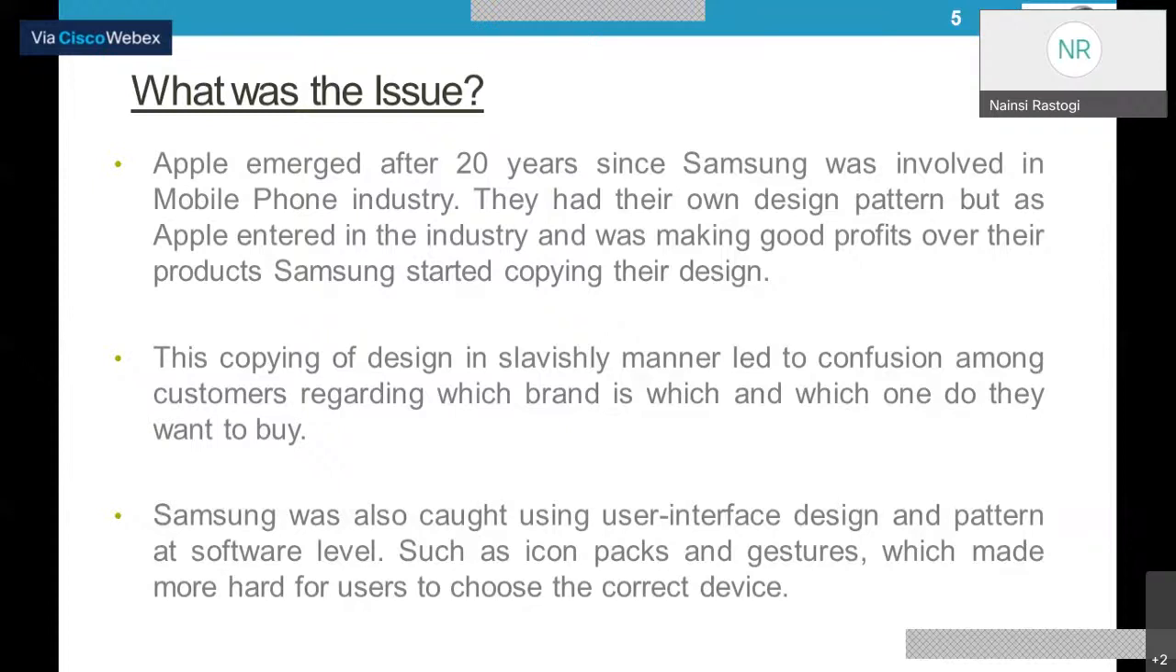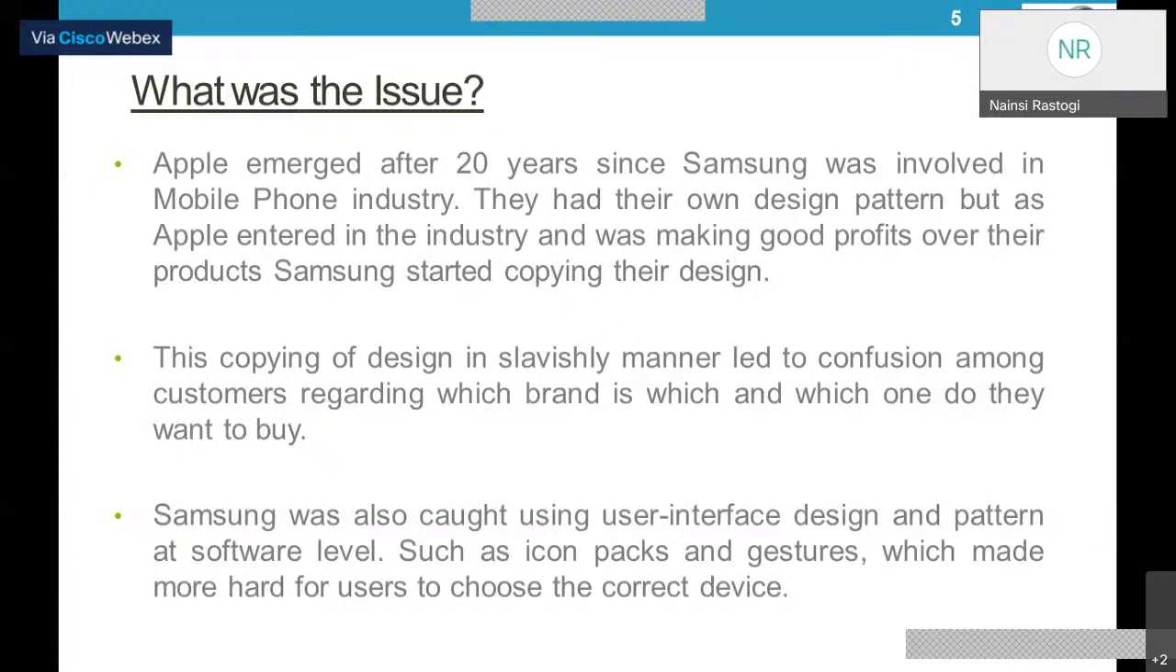When Apple entered the industry, it was quite a unique product for everyone. They had a different design and a different kind of interface, and it was very attractive and smooth for users. Because of its uniqueness and creativity, they earned a good profit in the market. Apple claimed that because of the fame and profit they were getting with the design and interface, Samsung started copying their design. So they accused Samsung of copying their various patents and design applications.